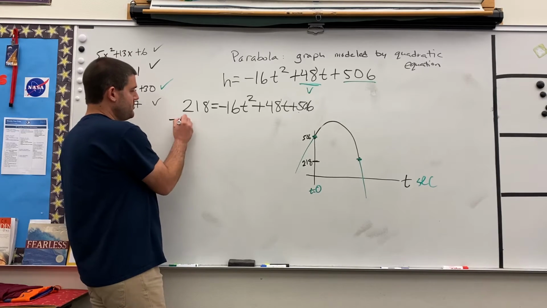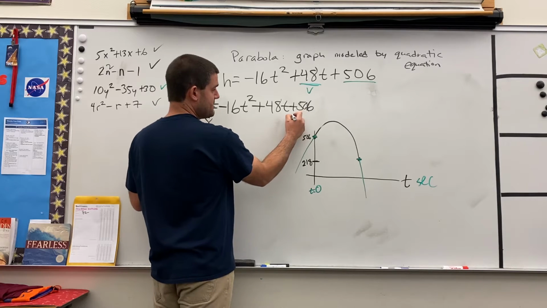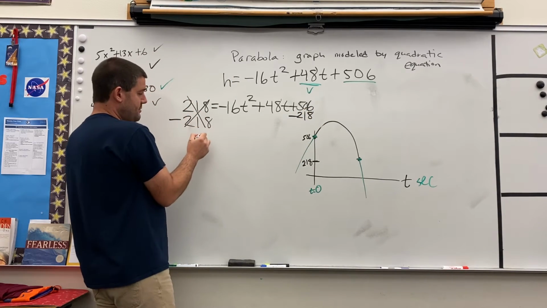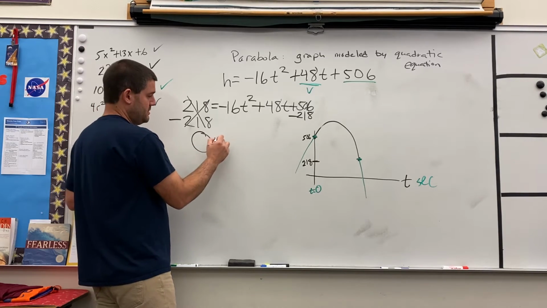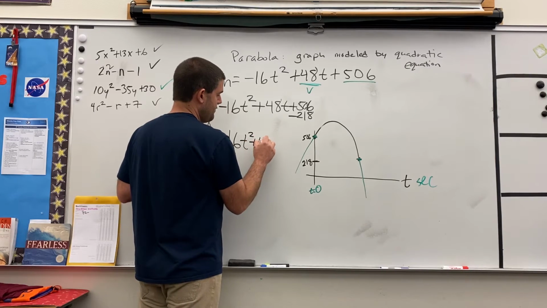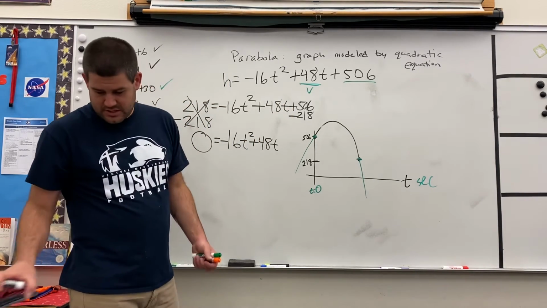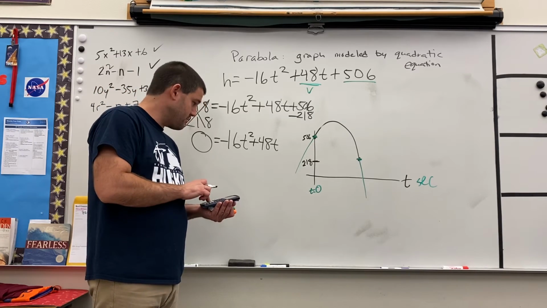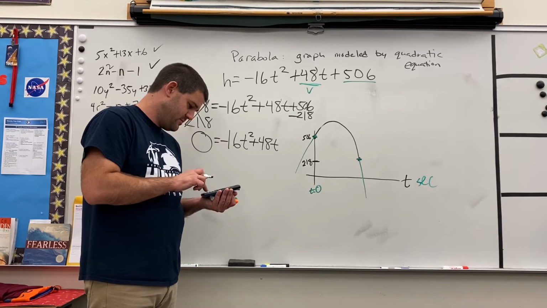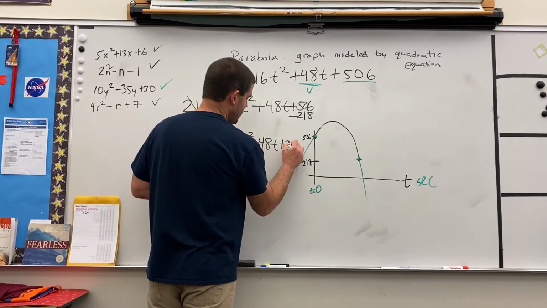So I'm going to get this 218 over here, and I can only put it with this, minus 218. This crosses out, and I'm left with a 0 over here. Negative 16 t squared plus 48t. Now 506, just off the top of my head, I don't know that one, and I don't want to mess up. 506 minus 218. We get 288. So plus 288.